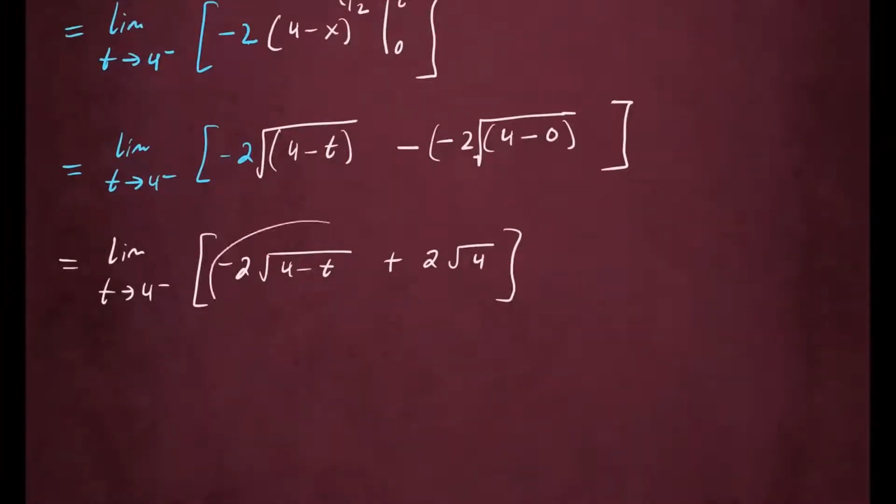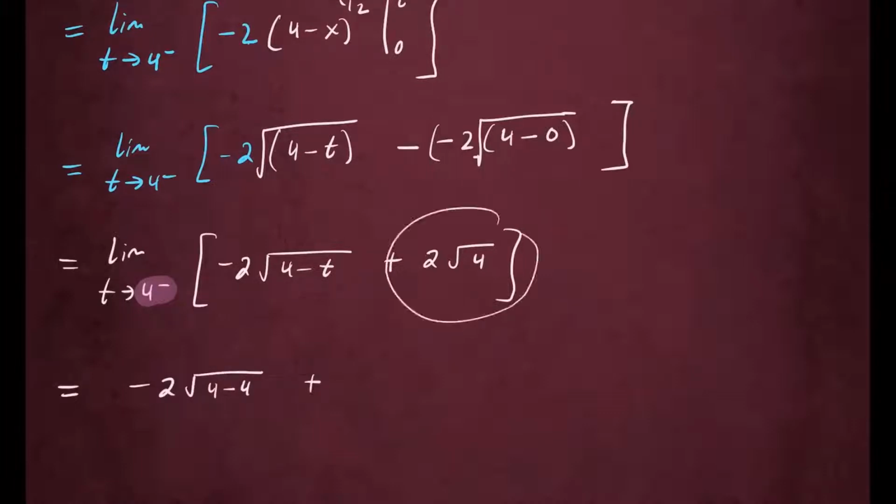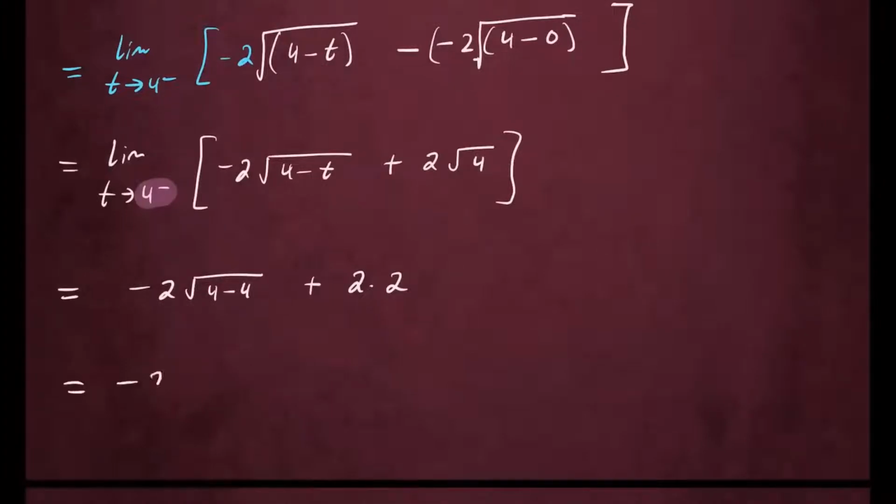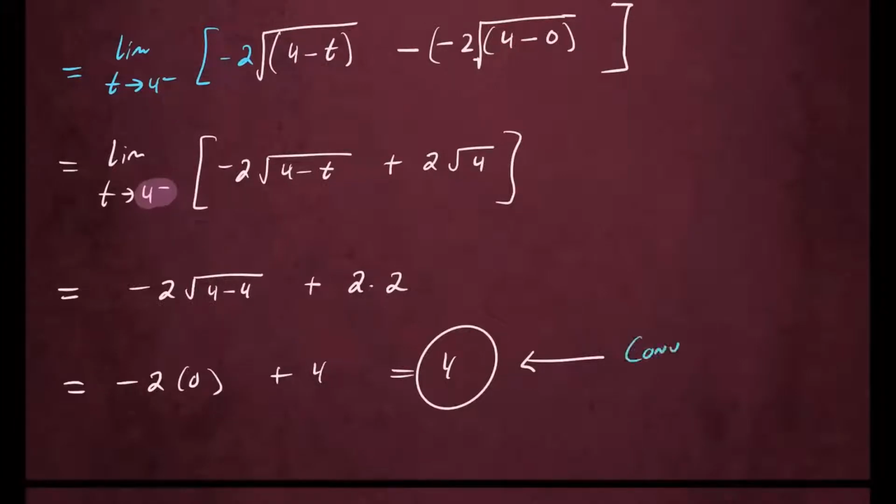Now, since this is not an undefined expression, I can plug in 4 because I'm taking the limit as t approaches 4 from the left. You can ignore the direction and substitute 4 in there. So you have negative 2 times the square root of 4 minus 4, plus, and the limit of a constant is just the constant itself. So that will just be 2 times 2. And this will give you negative 2 times 0 plus 4, which would just be 4. So this integral actually converges, and it converges to this value. So this is also a convergent integral.